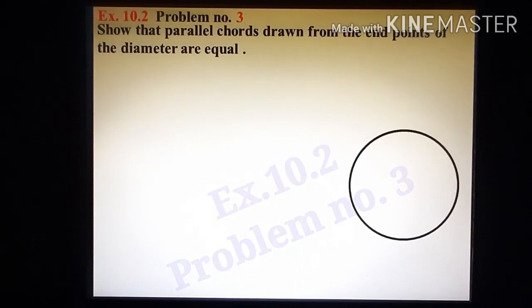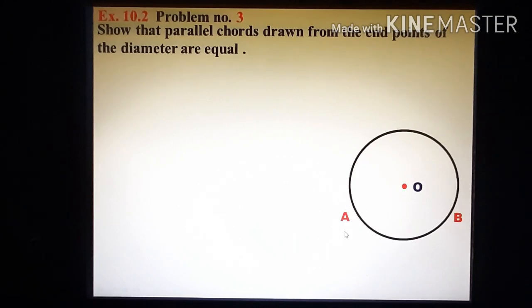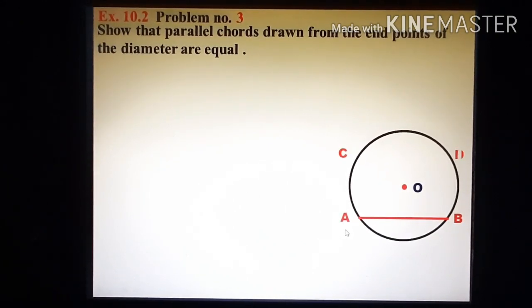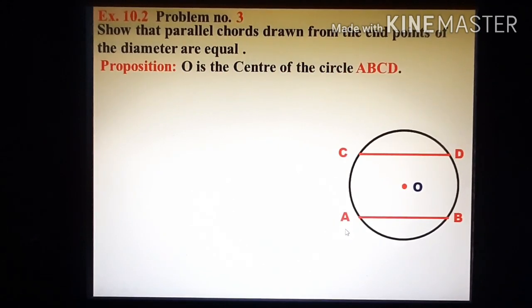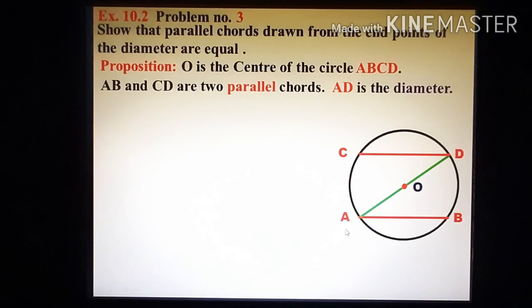Here is a figure, and what is the center of this circle? Yes, this one is O. So how many chords are here? There are 2 chords. You can see one is chord AB, another is chord CD, and these 2 chords are equal. And what is the proposition? O is the center of circle ABCD, and AB and CD are 2 parallel chords. AD is the diameter.